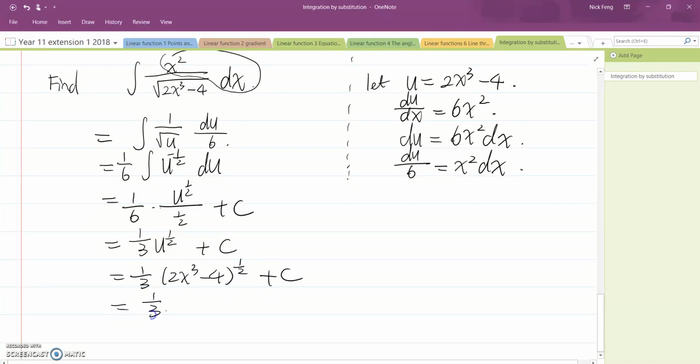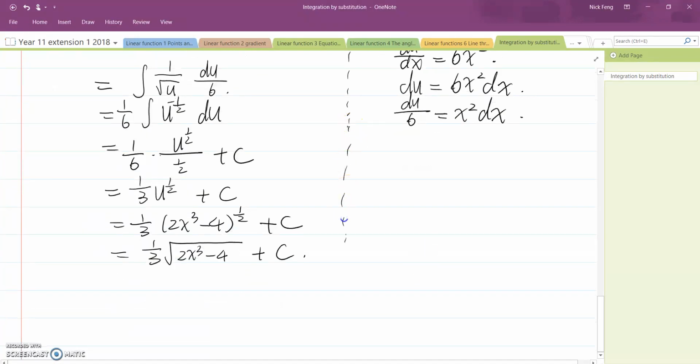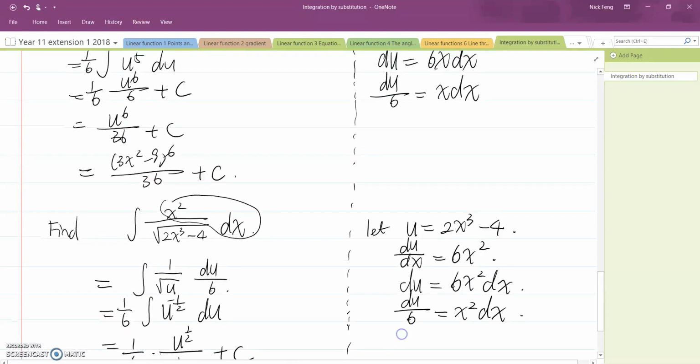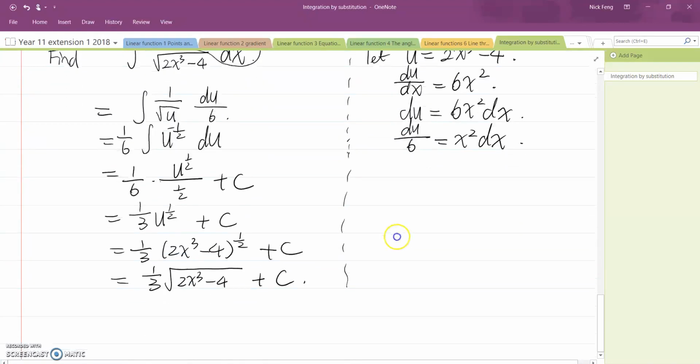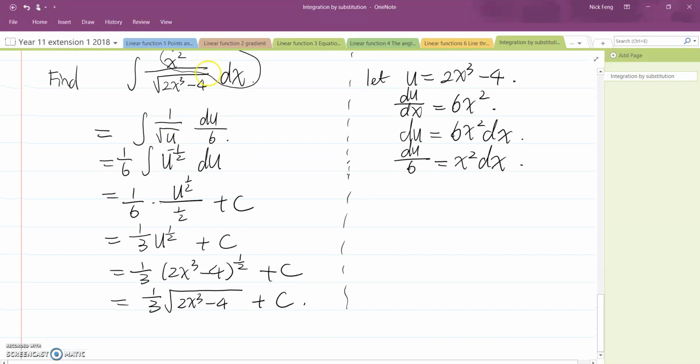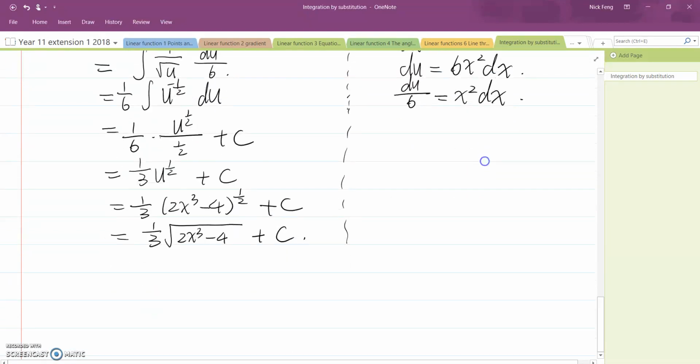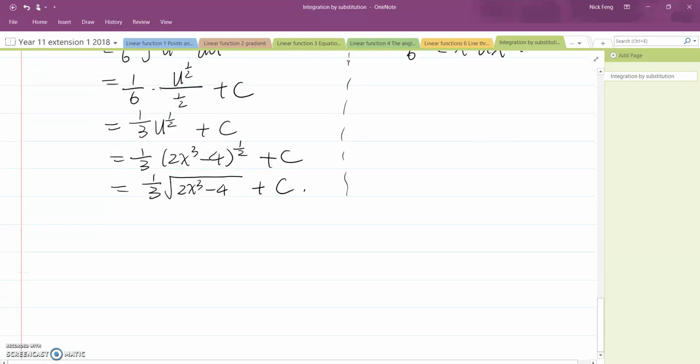And that is, in fact, the square root of it. Okay, now these are just the standard way of doing integration by substitution, in which we make the target function u, and then we replace all the dx with du.